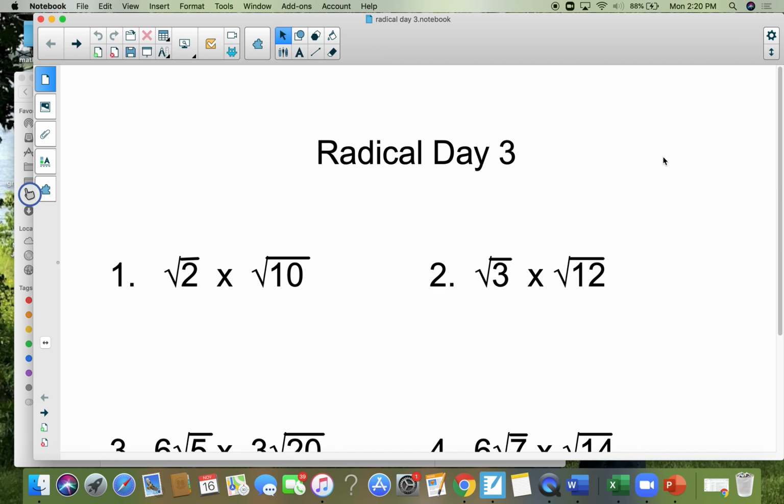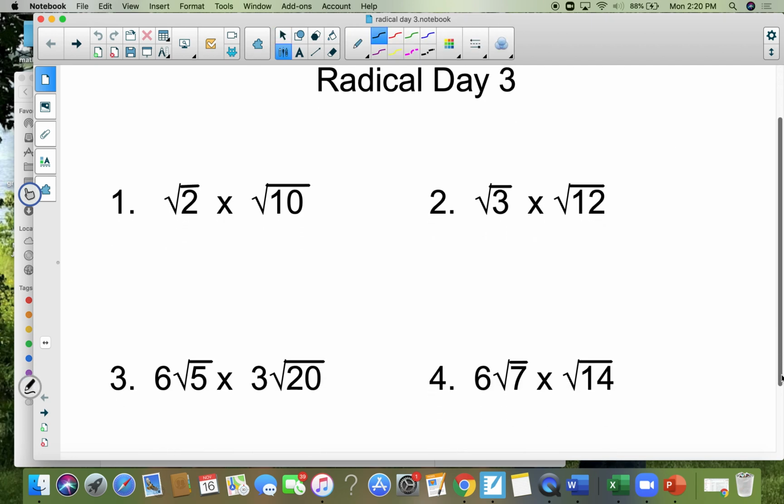Last day, we're not gonna do radical day 4 this year. We're just gonna stop at radical day 3. So how do you multiply two radicals together? And basically, I'm only gonna have on the test a square root.